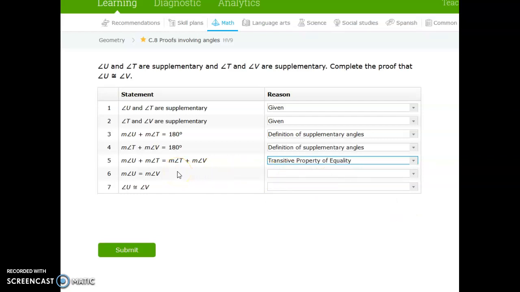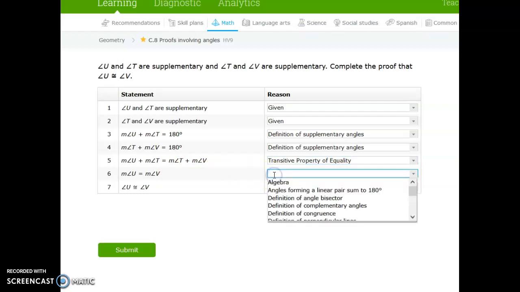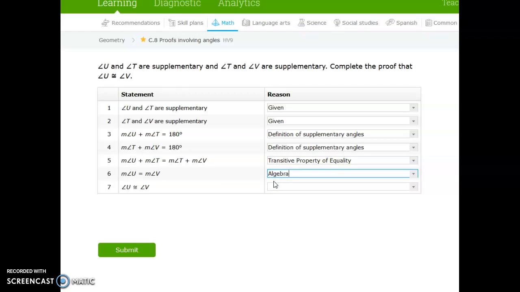Okay, so taking a look at the next line now, let's see if we can figure out how we got from line 5 to line 6. Line 6 says the measure of angle U equals the measure of angle V. Okay, so it looks like we just removed the measure of angle T from both sides. In other words, they subtracted the measure of angle T from both sides to get from line 5 to line 6. Whenever we're adding, subtracting, multiplying, or dividing the same number on both sides, in IXL we're just calling that algebra.